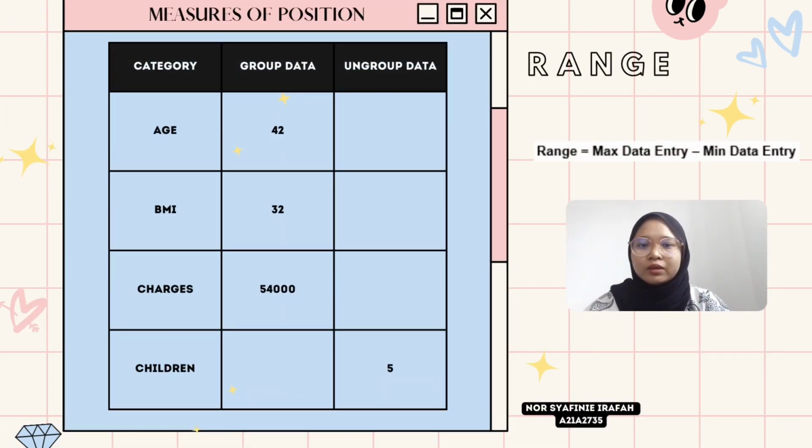And lastly, in measure of position, we also have range. To calculate range, we can use the formula maximum data entry minus minimum data entry. This formula we can use for group data and also for ungroup data. So range for age is 42, for BMI is 32, and for the charges is 54,000.